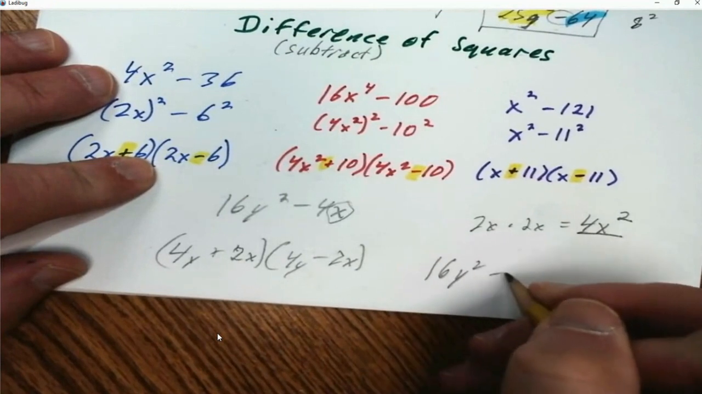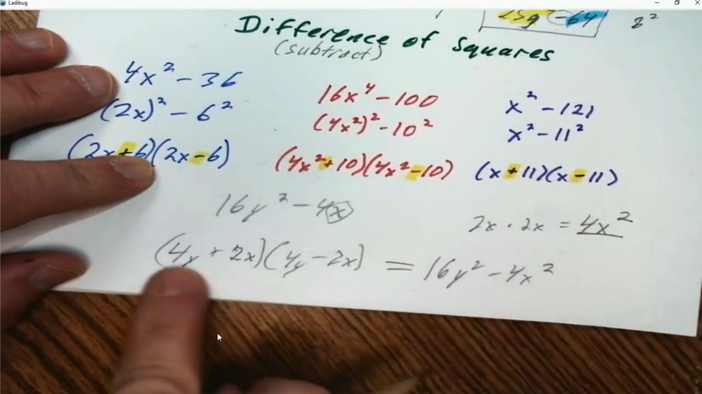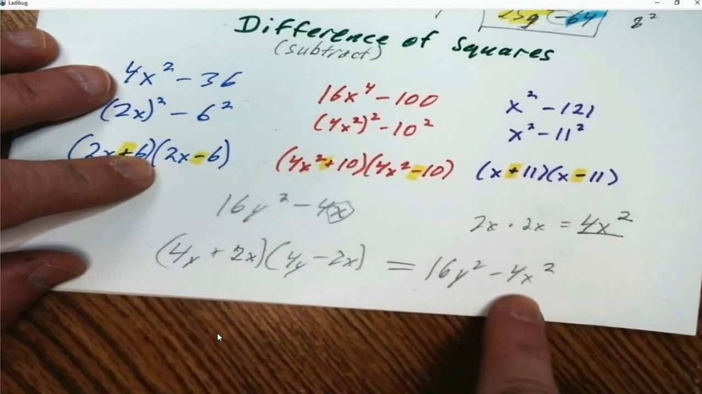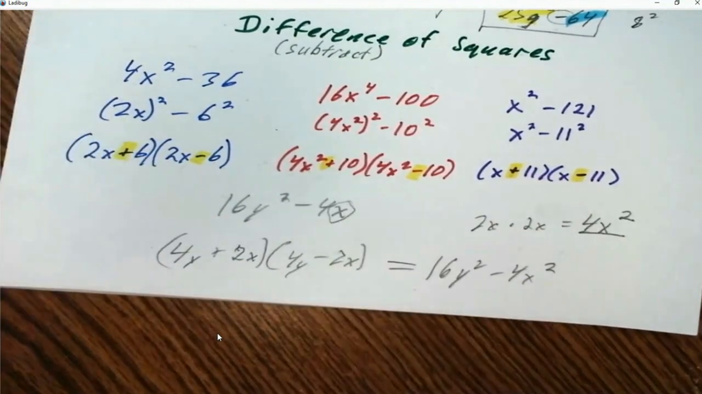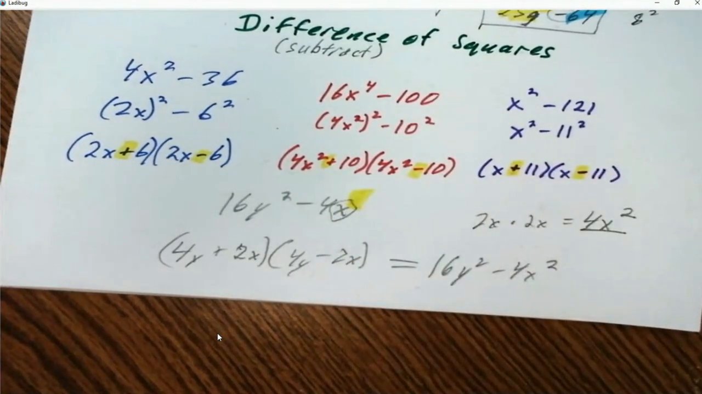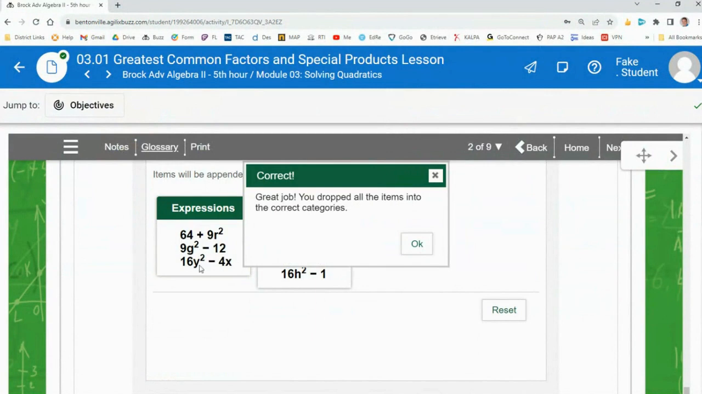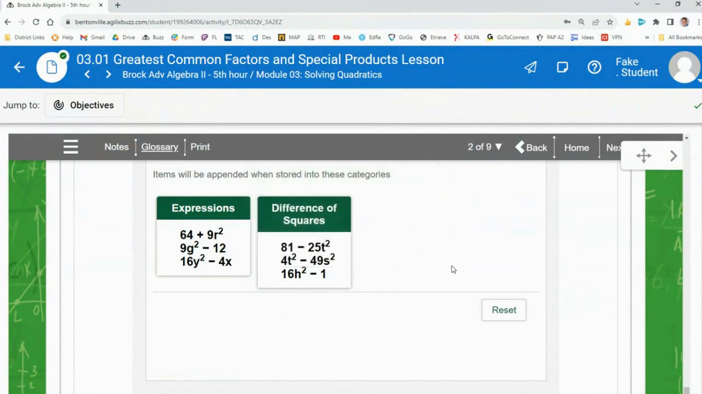Because if we multiply this back together, we'll get 16y squared minus 4x squared. That's what this equals. They got you there. There's no x squared. So this is not a difference of squares, just because you just have an x. So that's just an expression. All right.